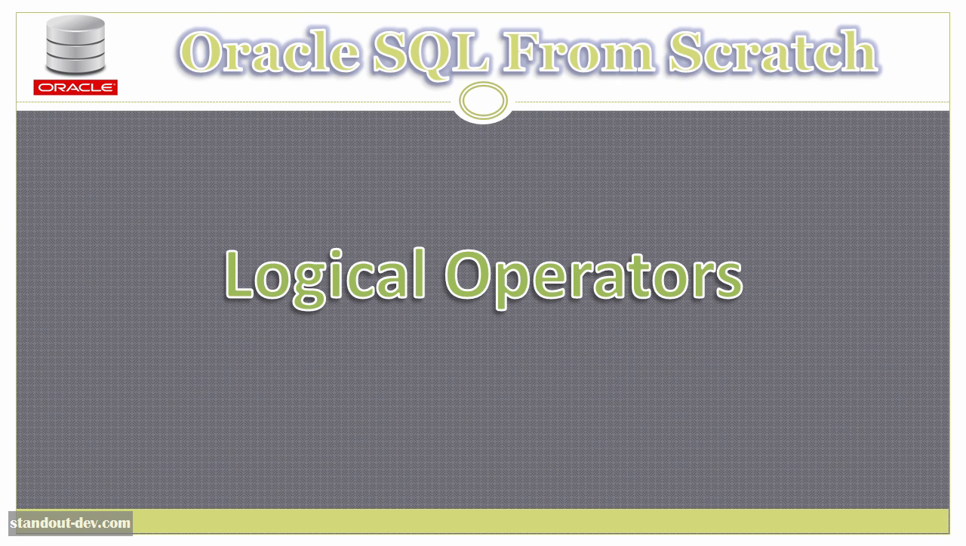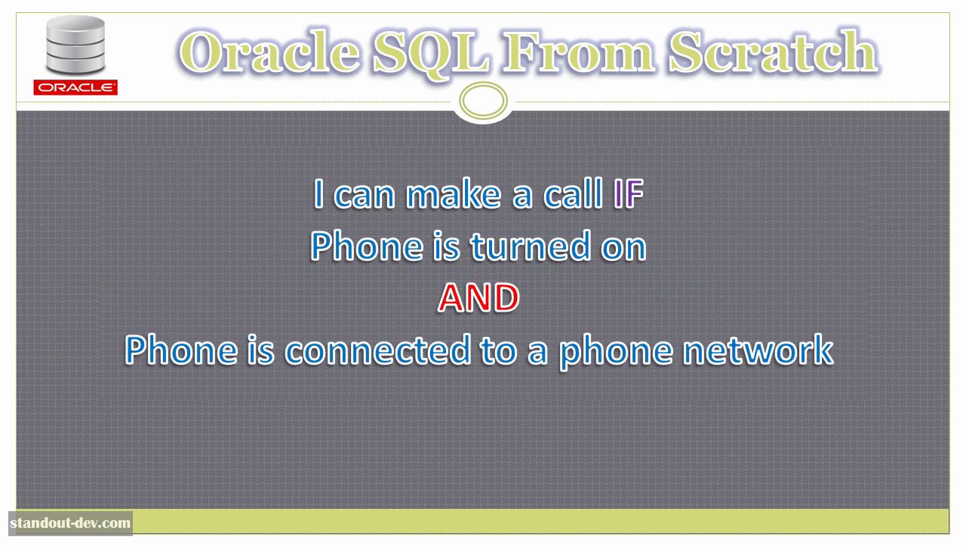Let me illustrate it with an example. Let's talk about your cell phone. You know that in order to be able to make a normal phone call, it needs to be turned on, and it has to have a SIM card or any kind of chip that makes it connect to a phone company. So being turned on and being connected to a phone company network are the two conditions needed to be able to make a call. These conditions are connected by an AND in this case.